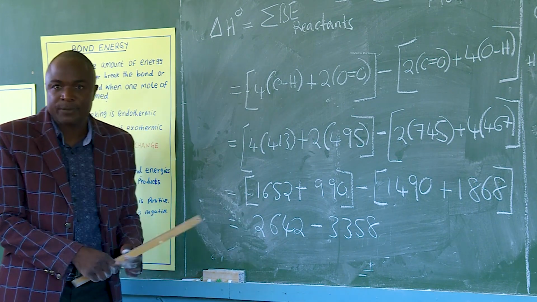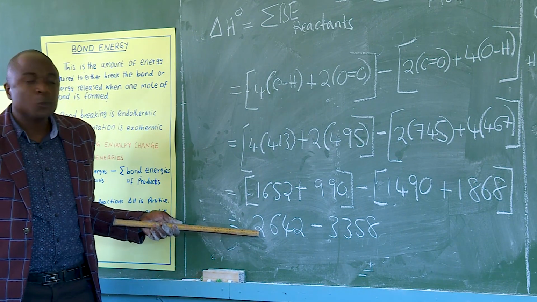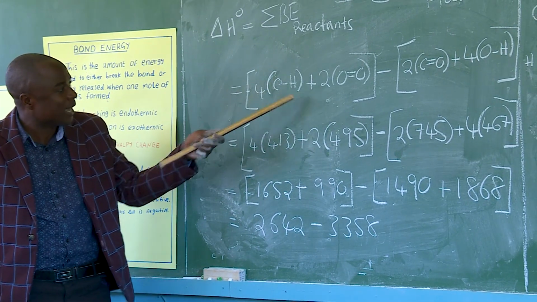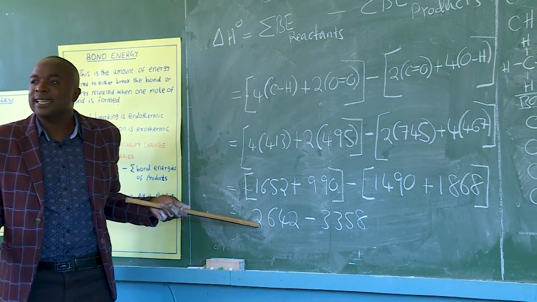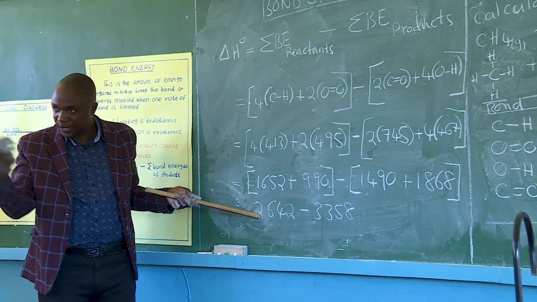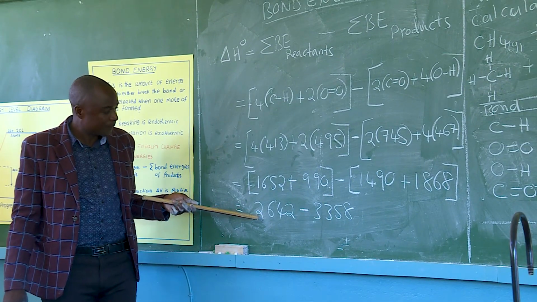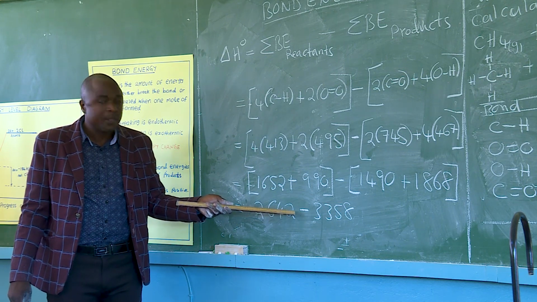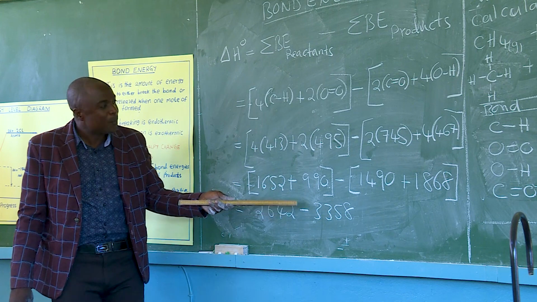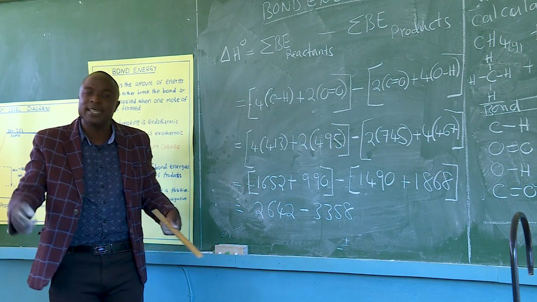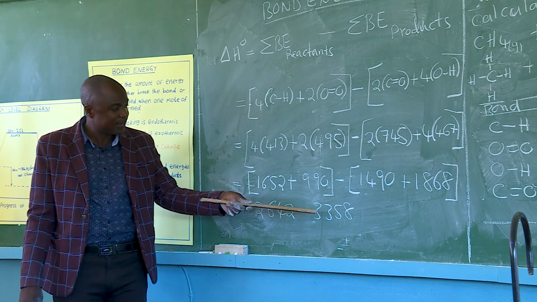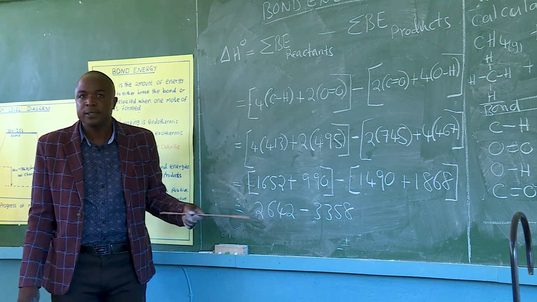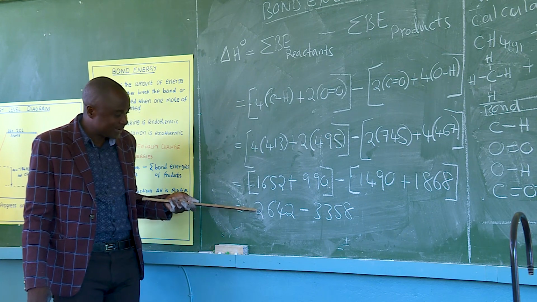It means to break these bonds we have here, we need an intake. It has to come in. Okay? We need 2,642. Then, to form these other bonds, we have to release 3,358. Are we okay?